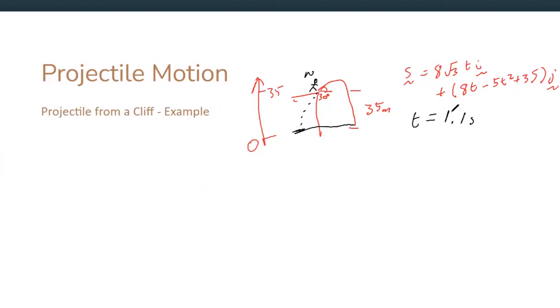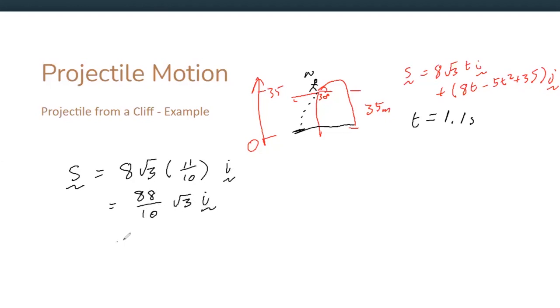So we're essentially just going to substitute this time into our horizontal component, and we are going to get that the displacement is equal to 8 root 3 times 11 over 10 i. So I've just subbed in my t to that, and then this is going to give 88 over 10 root 3 i, which simplifies down to 44 over 5 root 3 i. And then we're done. So we found 3 components in this question. We went all the way through and we found the displacement formula.